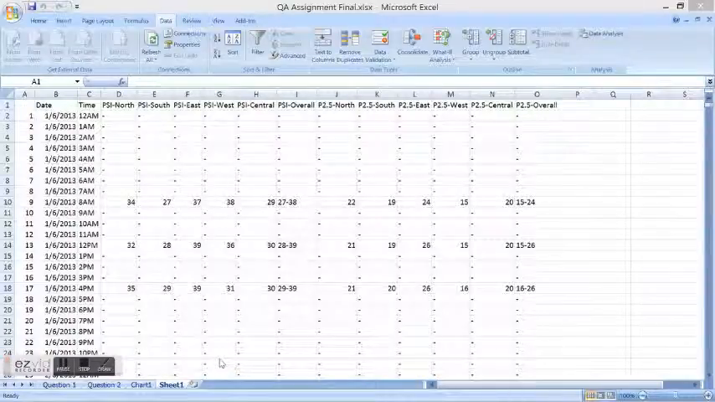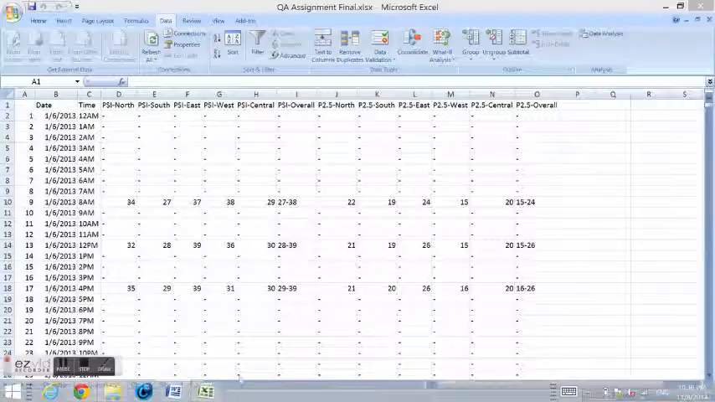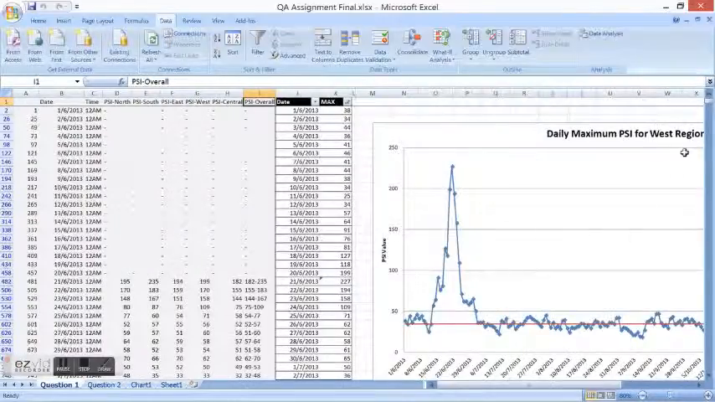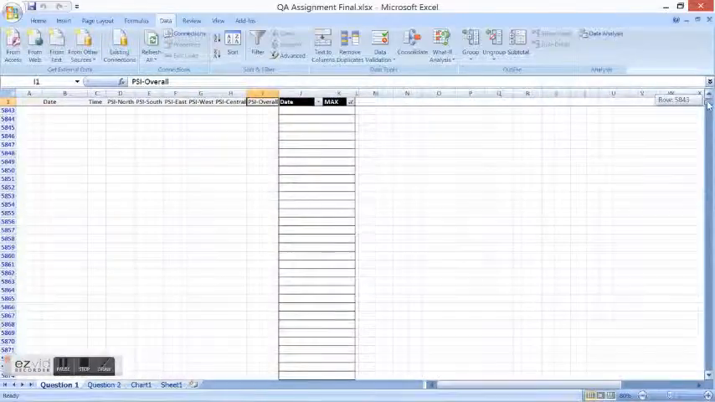For this QA assignment, for the first question, we are supposed to find the best air quality according to the 5 months of data that is given on Olive. So first, what I did was I imported the raw data, and this is what the raw data looks like. To find the best air quality, I calculated the average, or the mean, of every region, which could be found here.